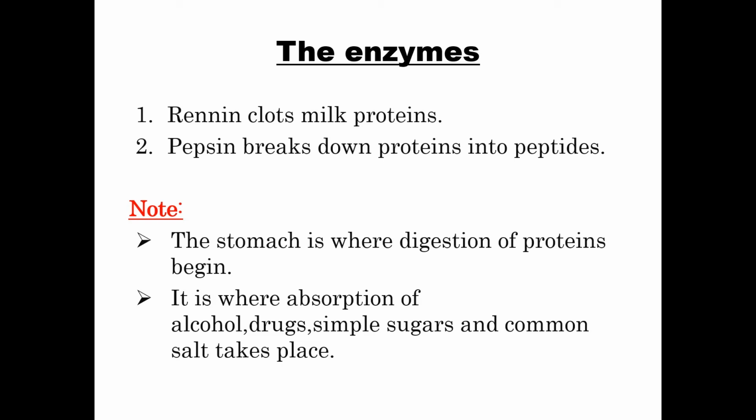1, the stomach is where digestion of proteins begins. 2, it is where absorption of alcohol, drugs, simple sugars, and common salts takes place. Now, alcohol is just a liquid. It is not digested. But when it reaches the stomach, it is taken up by the blood. The blood comes and sucks it out, and then it will transport it to all parts of the body.